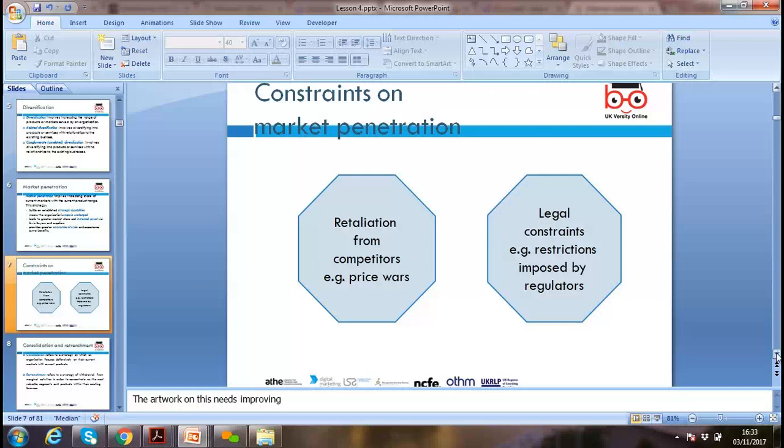So we need to look around at how they will react. The legal constraint sometimes is illegal. Maybe we don't have a copyright, so we can't enter it. There is a lot of legislation involved, and restrictions imposed by the regulator.